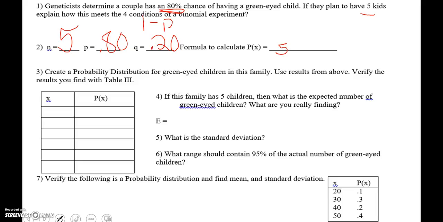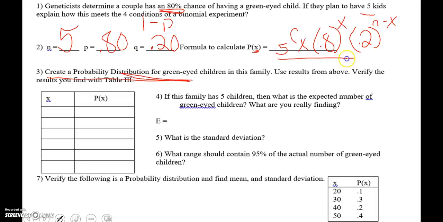choose X, which would then be 0.8 to the X power, because we don't know what it is, times 0.2 to the N minus X. And so now we're going to create the probability distribution using this formula. So we could have 0 green-eyed children, we could have 1, we could have 2, we could have 3, we could have 4, we could have 5 green-eyed children.